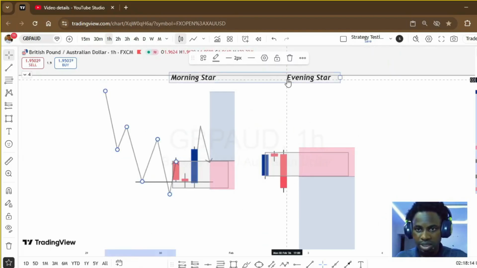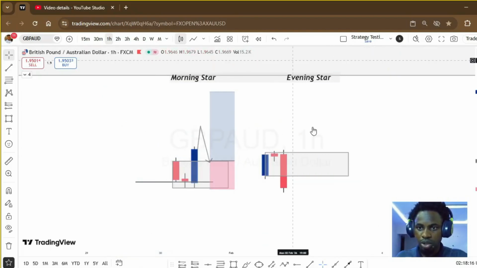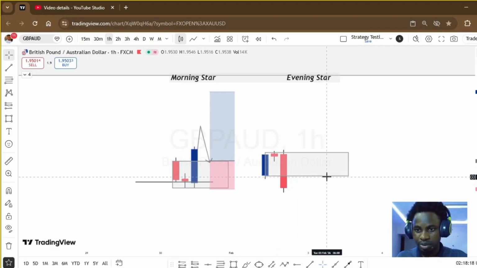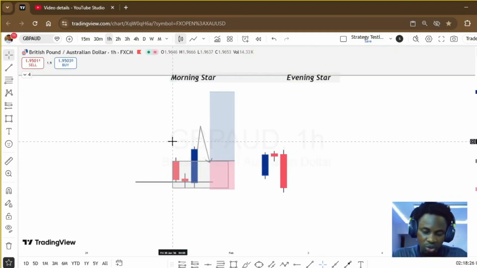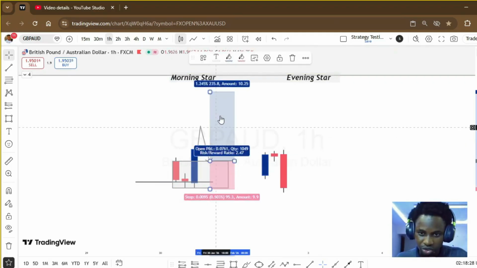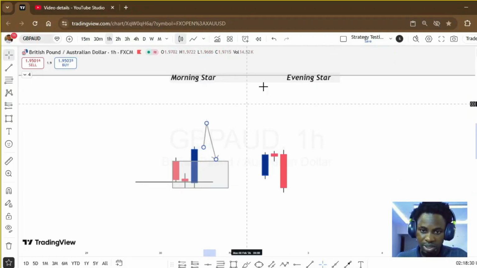So I'm going to delete this now. I'm going to be showing you the second example of the morning star and the evening star candlestick pattern, which is just like this, but it's a little bit different in how you use it to trade your entry. All right. So I'm just going to show you this example, example two, as well.